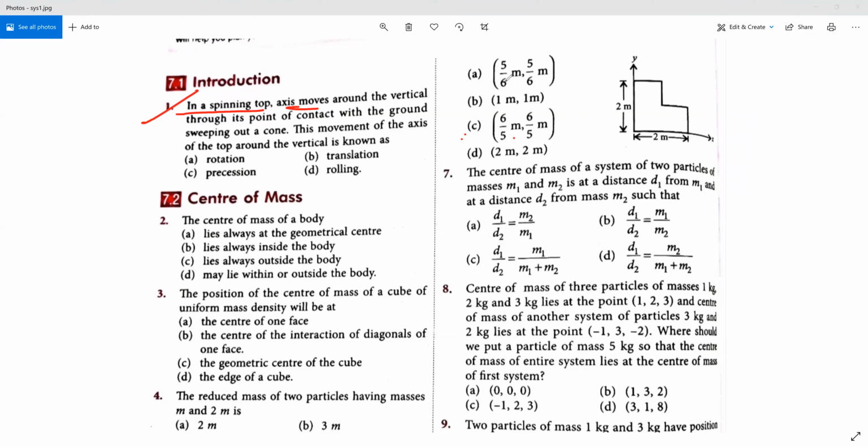In a spinning top, the axis moves around the vertical through its point of contact with the ground, sweeping out a cone. So this movement of the axis of the top around the vertical is known as... So what are we going to call that one? They have given 4 options: rotation, translation, precession, and the fourth option is rolling.